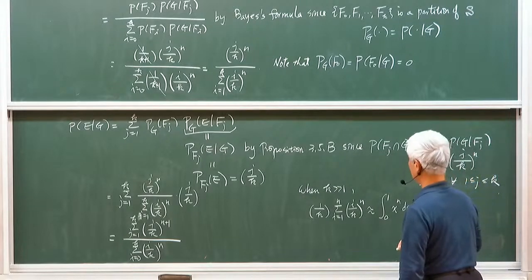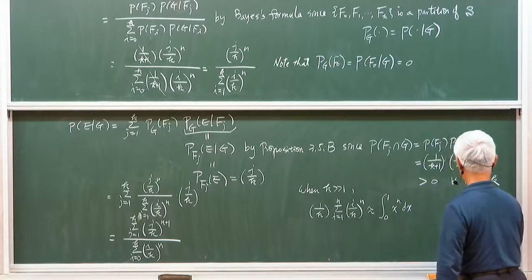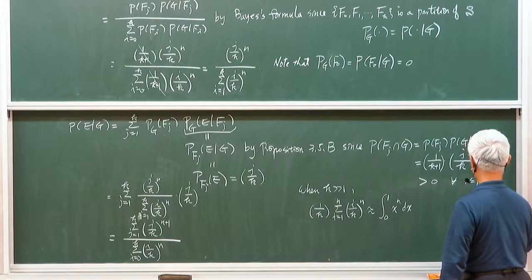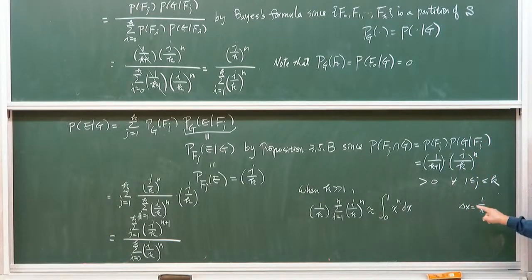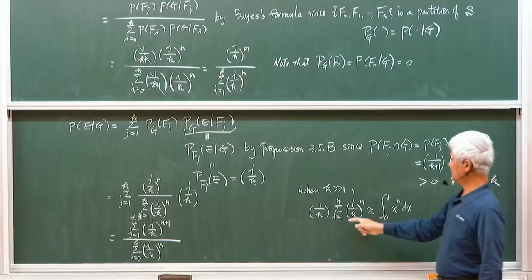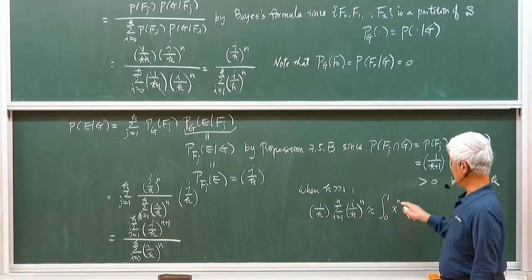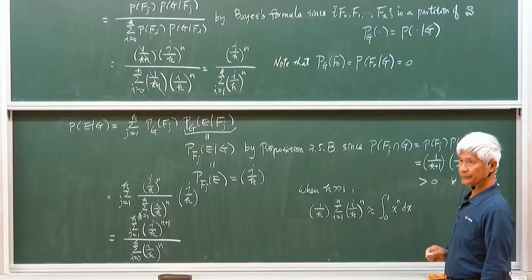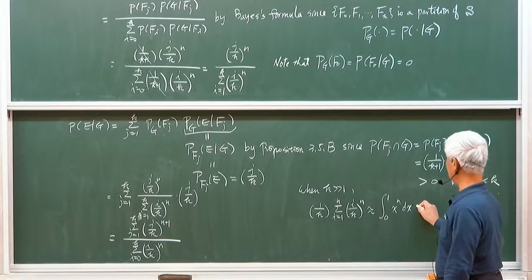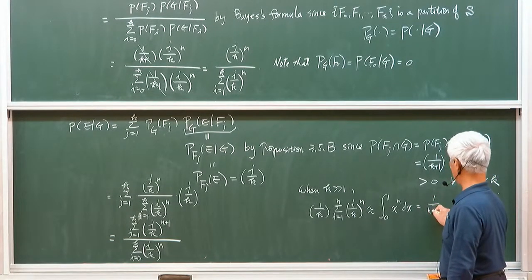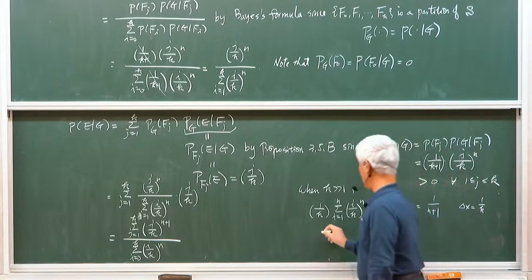Okay, and here the delta x is 1 over k. So if k is big, then 1 over k is quite small. Okay, so this summation can be approximated by this integral. Right, and this is 1 over n plus 1.